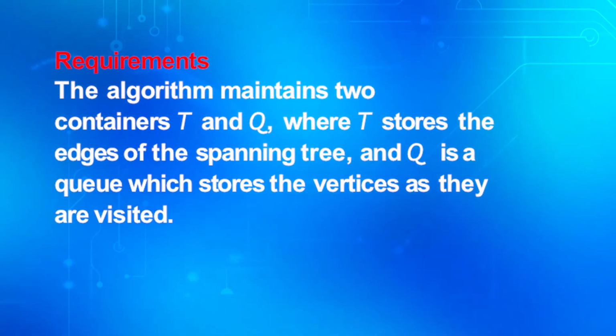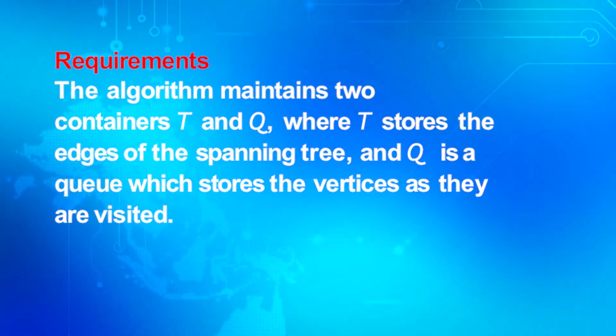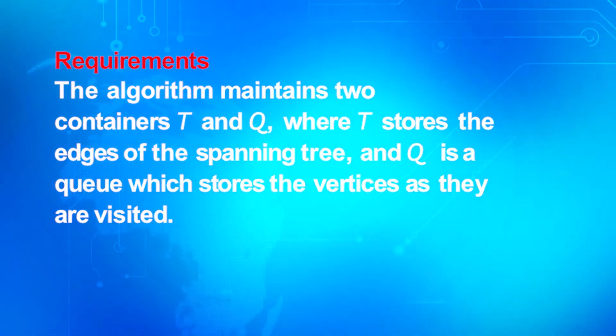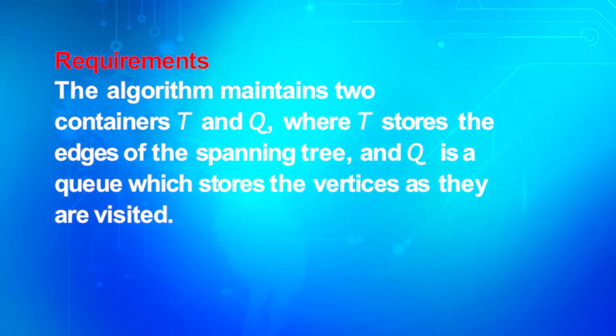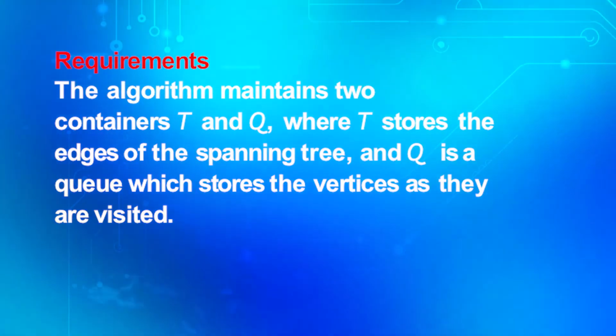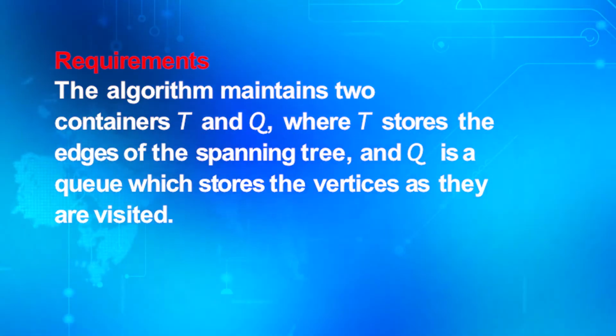It mainly uses two containers, namely T and Q, where T stores the edges of the spanning tree and Q is a queue which stores the vertices as they are visited. Note that you must be familiar from your programming and data structures course that a queue data structure has some features: when you add an element in the queue, it adds at the end, and its removal takes place at the front.